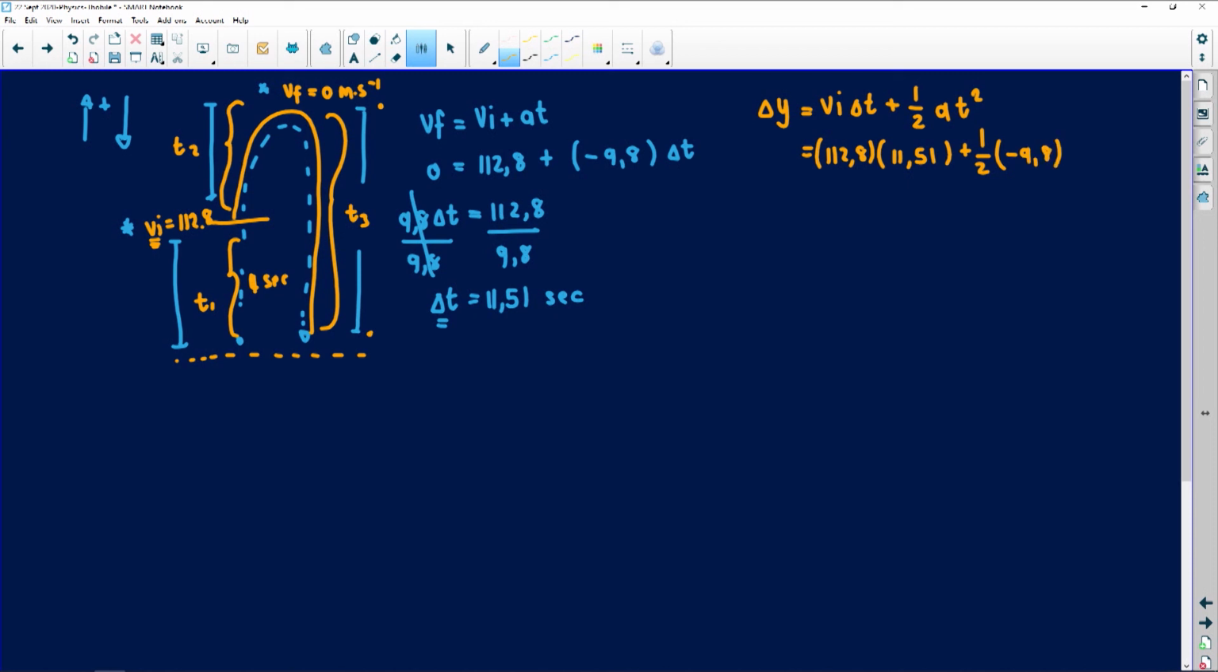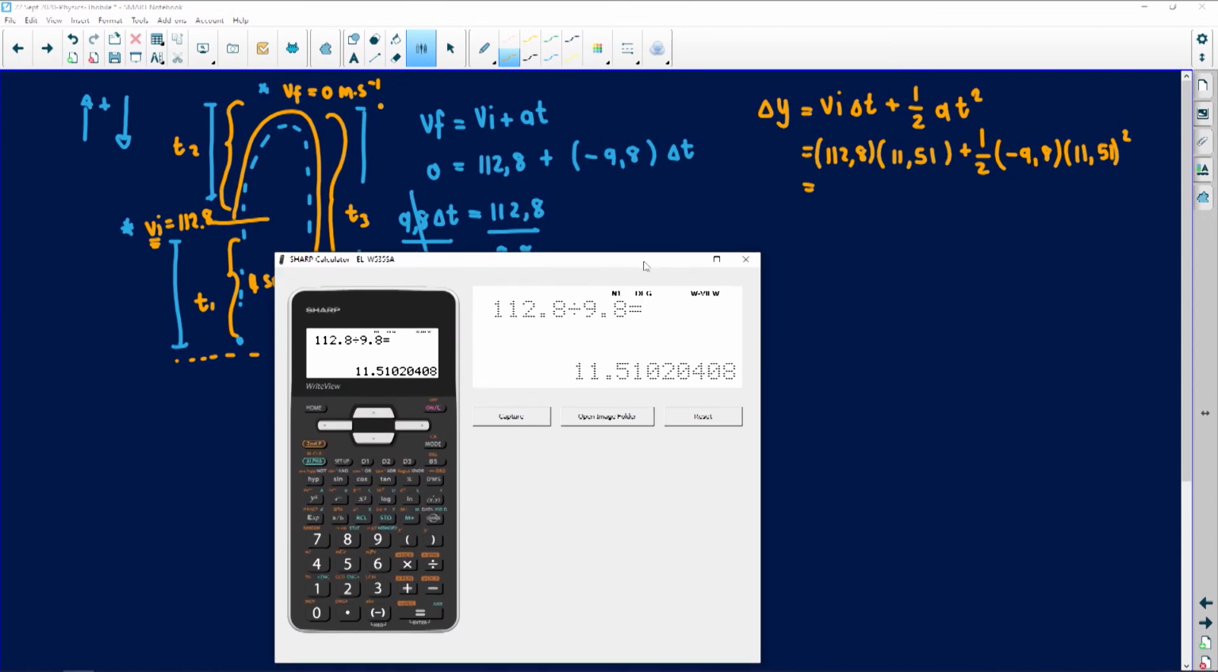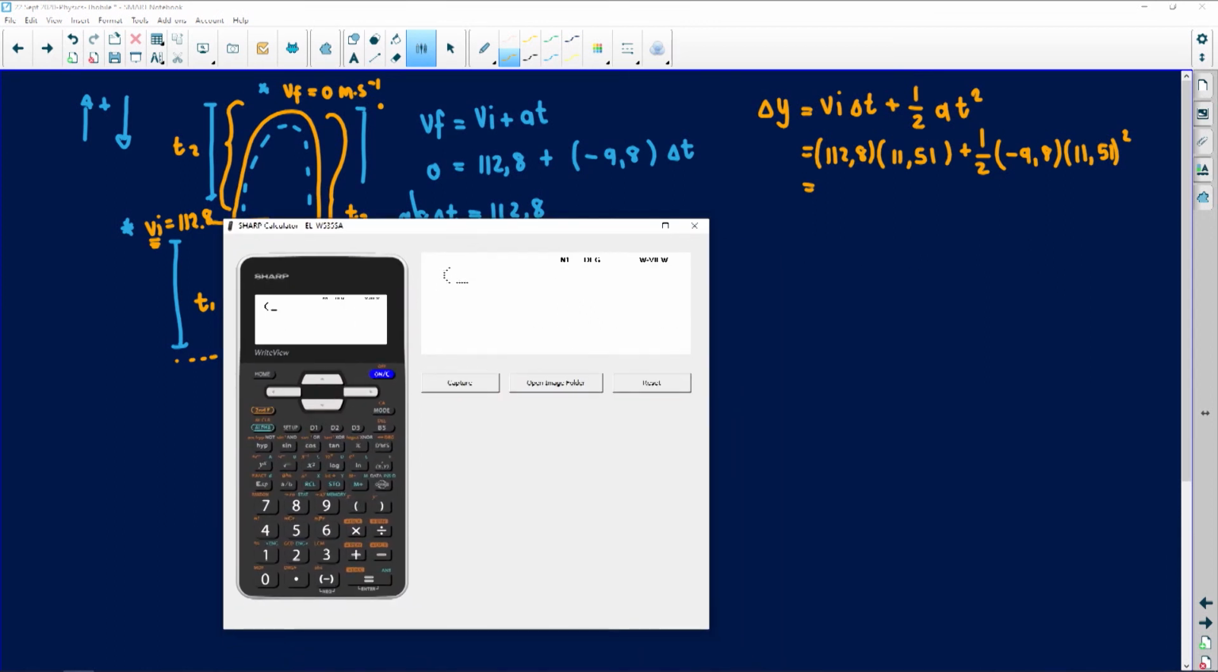And then I'm going to have my delta t. My time is 11.51, and that is squared. I'm going to put all of that in my calculator. If you do want to break it up, you're more than welcome to. Just make sure all your things have brackets, and then you should get the correct answer.